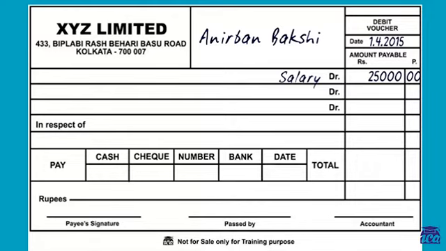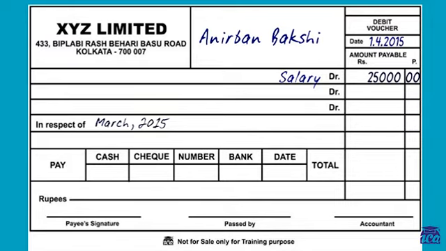So, after the details, we've got one line that says in respect of what. We will give in the month name. We will say it is in respect of the month of March 2015. So this was for the month of March 2015. And today's date is 1st of April 2015.